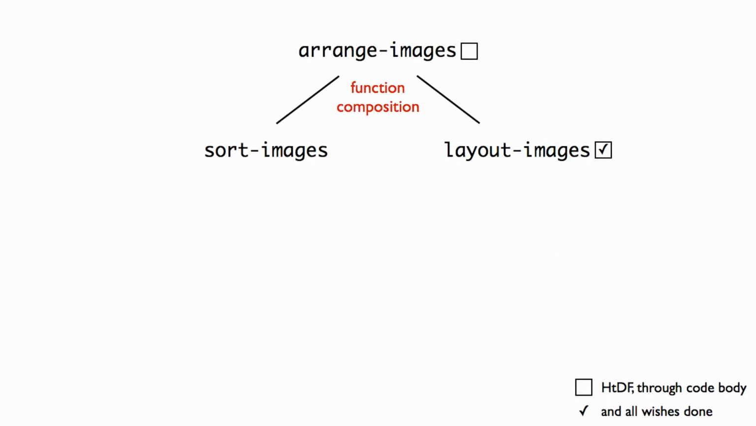Going back to my overview diagram of where we are in the overall process, arrange images is still done, except it has uncompleted wish list entries. The layout images wish list entry is completely done. Layout images is done and tested, but sort images is still sitting there in stub form. That's what we're going to turn to in the next video.